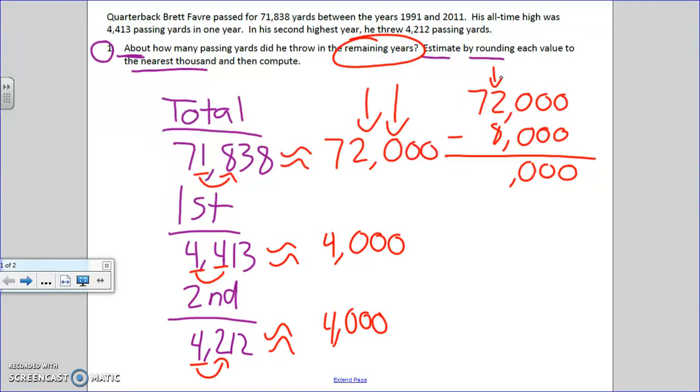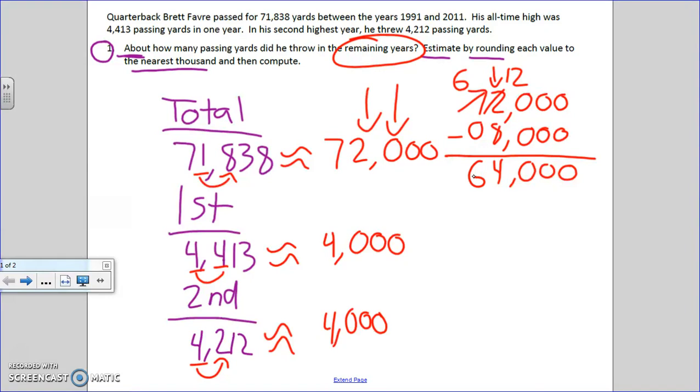We could also think about this like money. If I have $2 and you ask me for 8, I can't give that to you. So I have to go over here. I have to regroup. 2 becomes 12. 12 take away 8 is 4. 6 take away, there's nothing here. You can put a 0 if you want, or you don't have to. 6 take away 0 is 6.